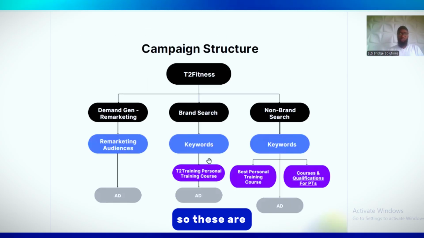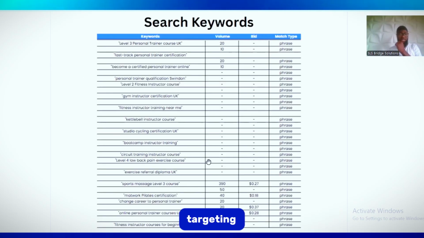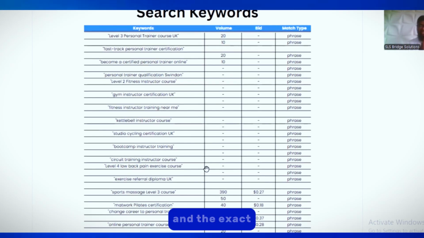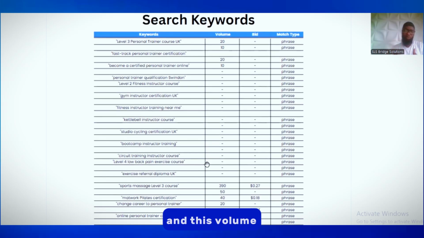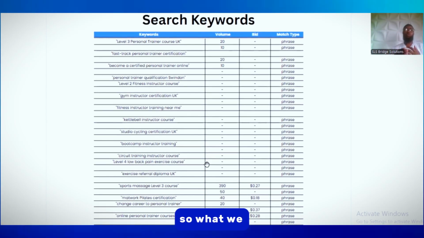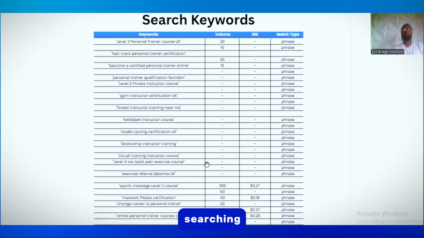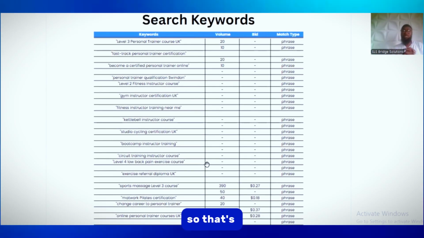These are examples of keywords that we are going to be targeting. Keywords are basically the terms that people use to search for products in that industry. Those are the keywords that we have researched, and the exact keywords that we're going to be bidding on. The volume indicates the number of searches those keywords get on a monthly basis. What we are trying to do with Google Ads is answer queries for all the people searching for information about this particular product or service. So that's exactly how it works.